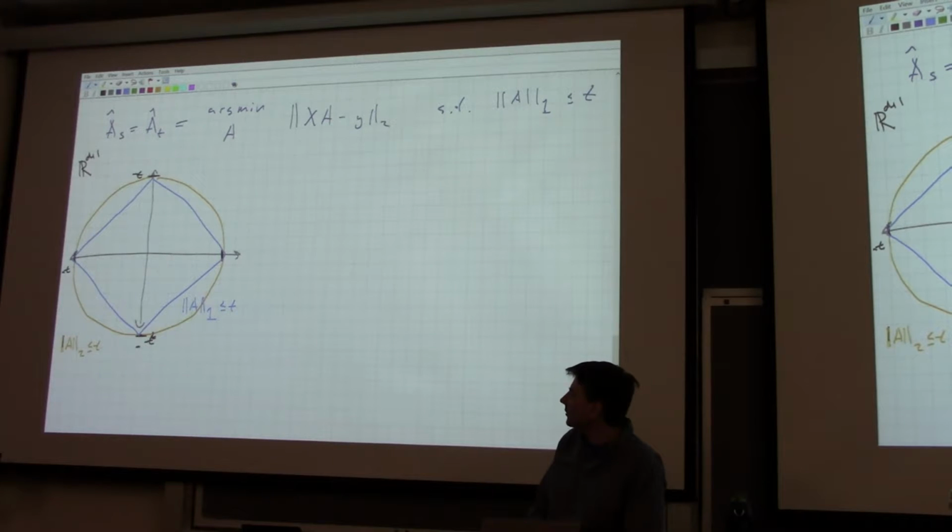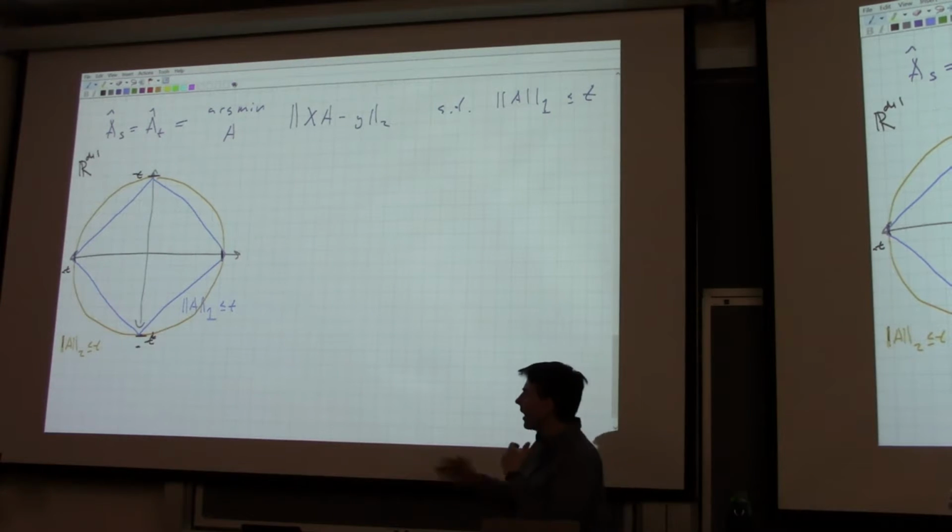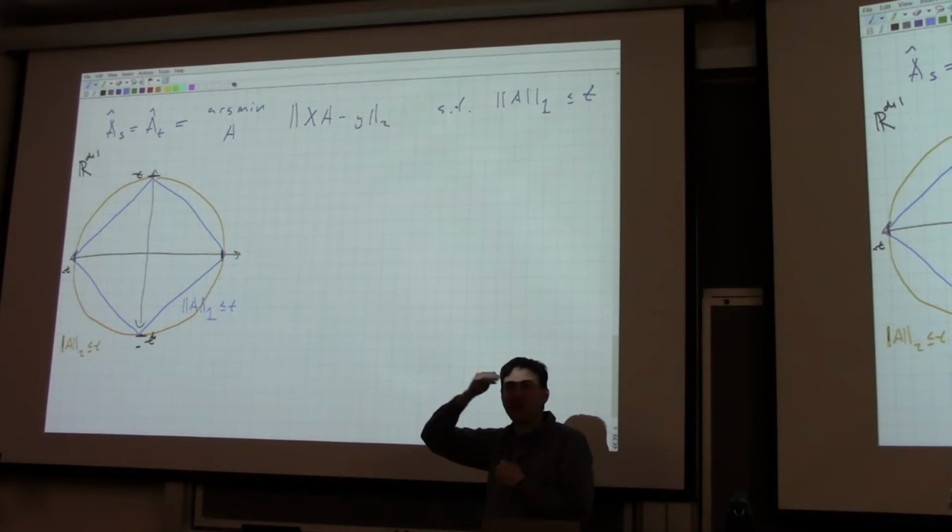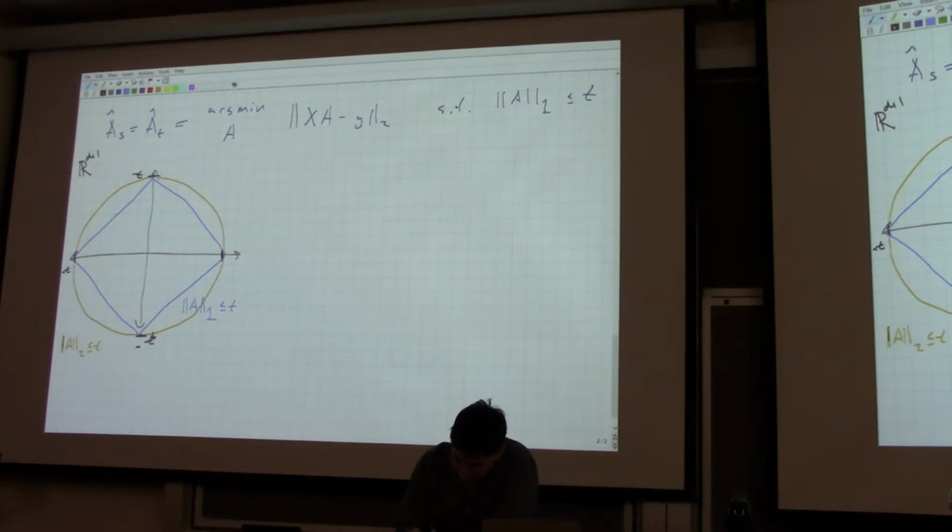So it turned out that the corners of the blue one, the L1 ball, are pointier. And it's pointy exactly where the corners lie along these axes. And this is what's going to be important. Let me draw another object here. See if I can do this as well.